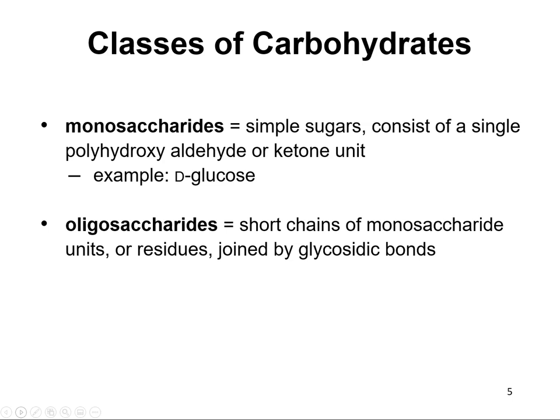There are different classes of carbohydrates. Monosaccharides, we're talking about simple sugars like glucose, and they have one polyhydroxyaldehyde or ketone unit. So you're going to need to remember those functional groups here to recognize an aldehyde or ketone. And if you're good with your prefixes, mono should tell you 1. Then we have oligosaccharides, short chains of monosaccharide units, and they're joined by glycosidic bonds. You'll also see or hear glycosidic linkages. They're the same thing.